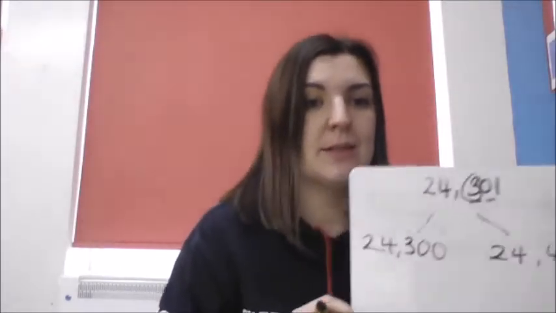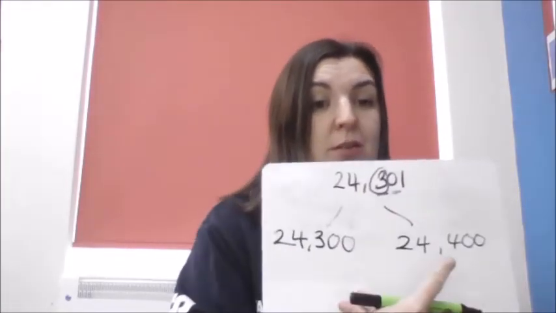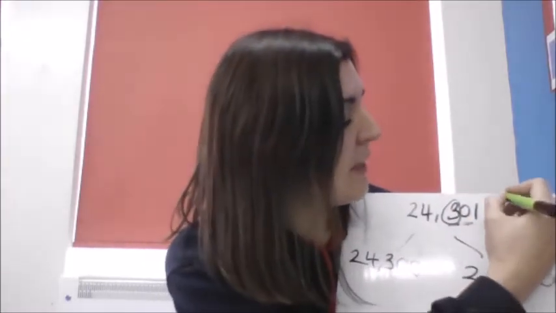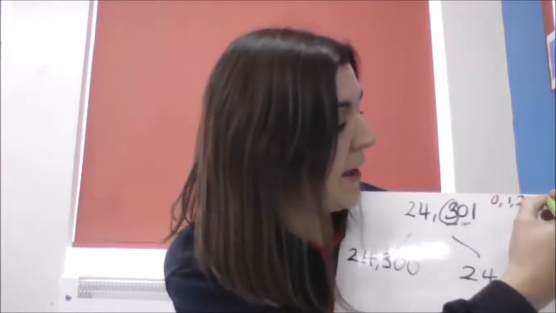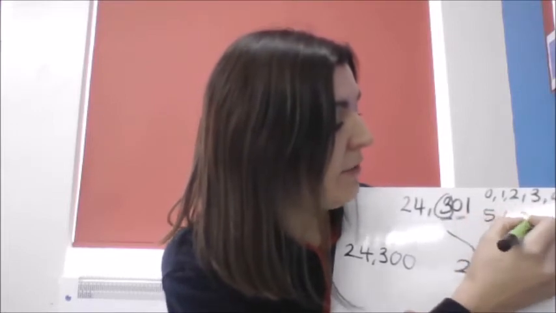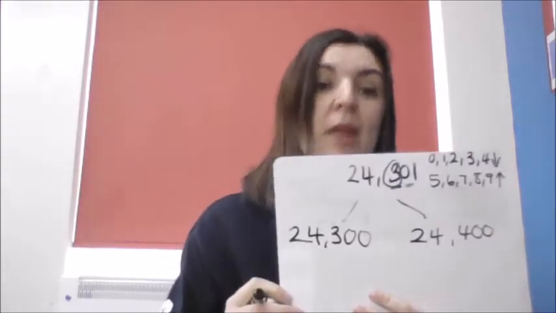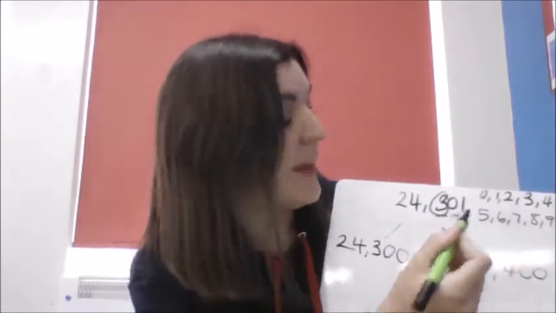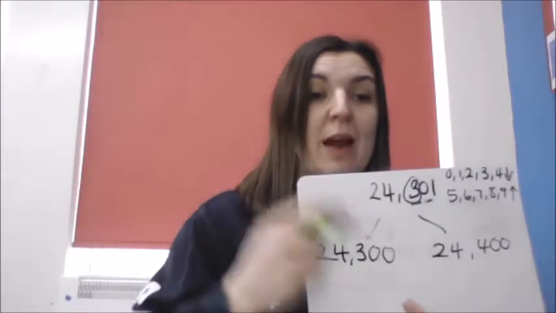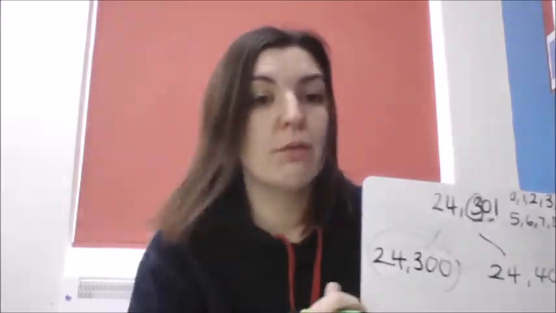Now, that's when this column comes in. Okay, so we now need the tens. So this column is really important to decide whether I go up to 400 or down to 300. So the rules for rounding then: 0, 1, 2, 3, and 4, we round down. 5, 6, 7, 8, 9, we round up. Okay? So when I look in the tens column, it's a 0. So that means that I've got to round down. Okay, so I'm going down to 24,300.